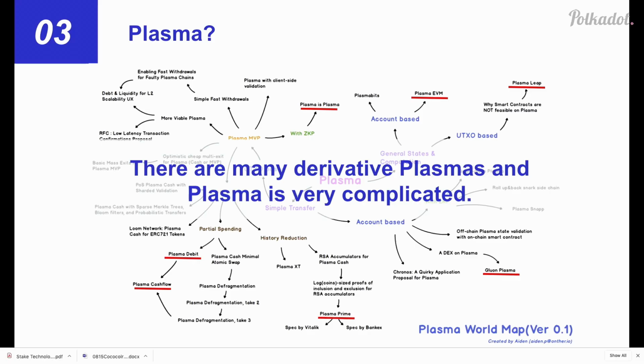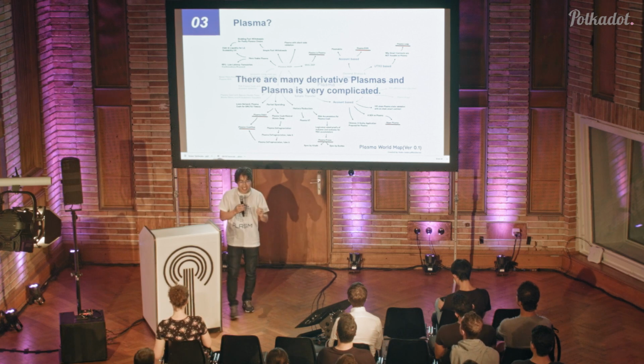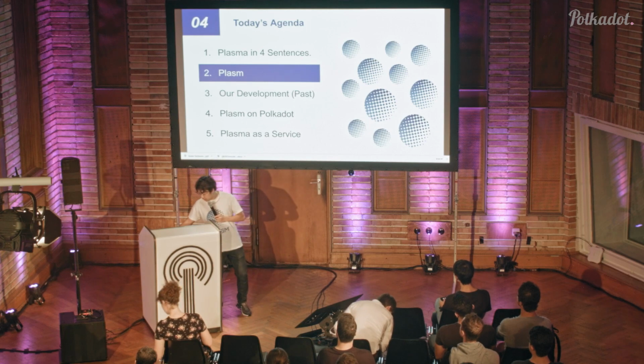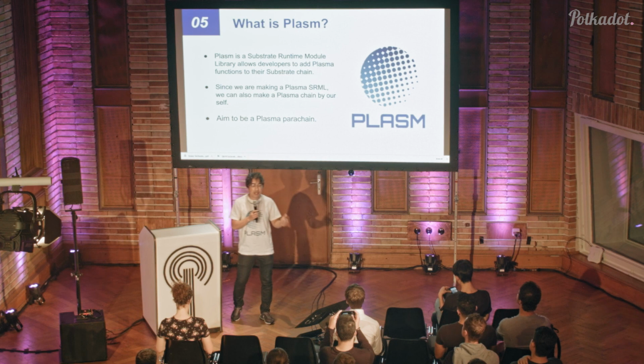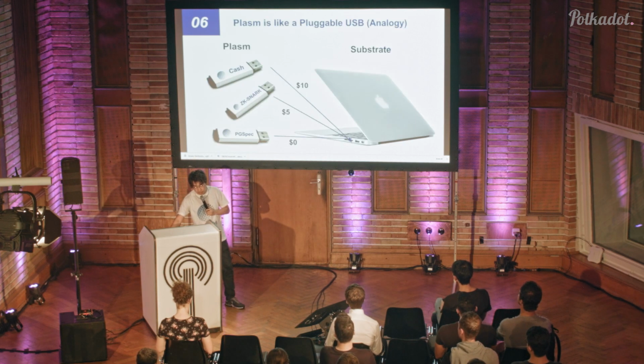But the problem is that there are many derivative plasmas, and Plasma is very complicated. Like Plasma Cash, Plasma EVM, Plasma Loop, Plasma Prime, and Plasma Debit. It's so complicated. So this is where Plasm came in. Plasm is the Substrate runtime module library, which allows developers to add Plasma functions to their Substrate chain. And since we are making a Plasma runtime module library, we can also make a Plasma chain by ourselves. And we want to be the one with the fastest parachain, a Plasma parachain.